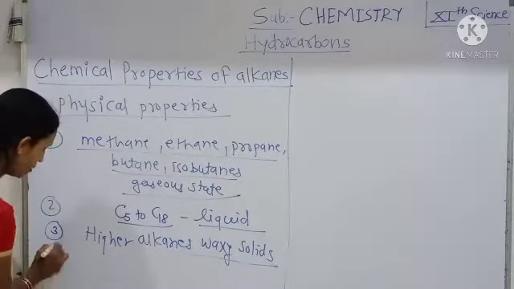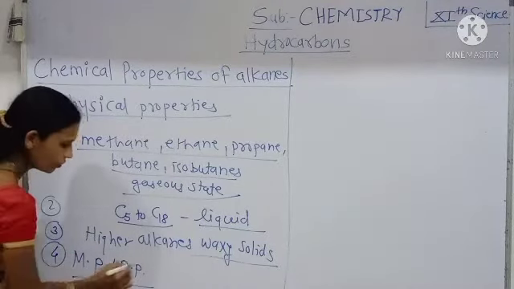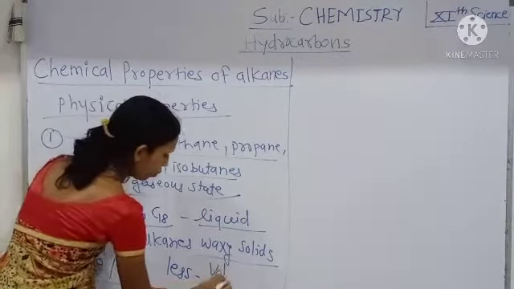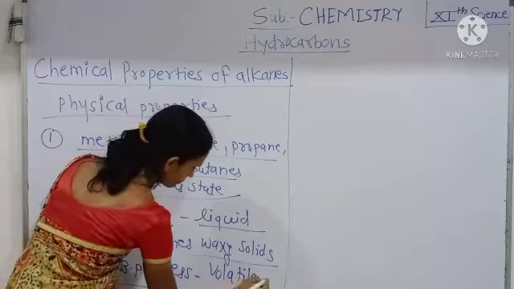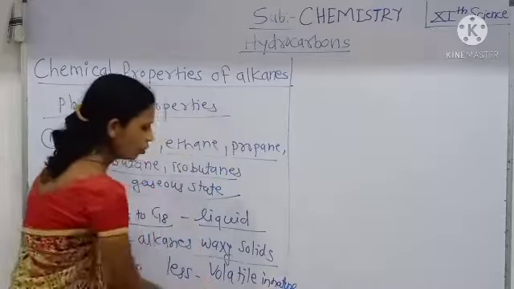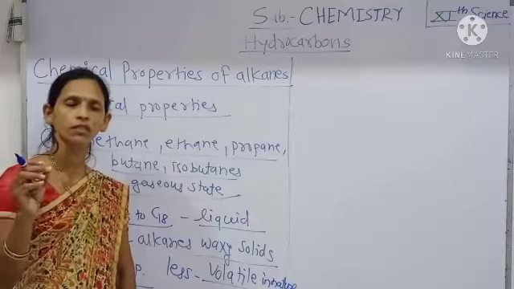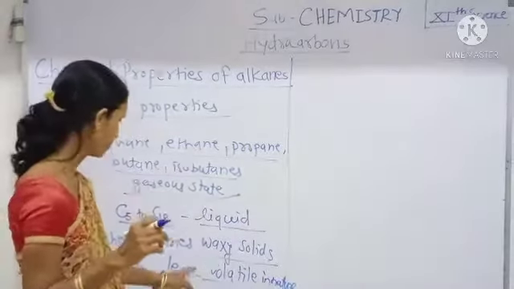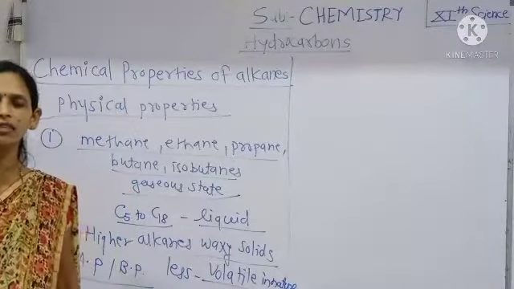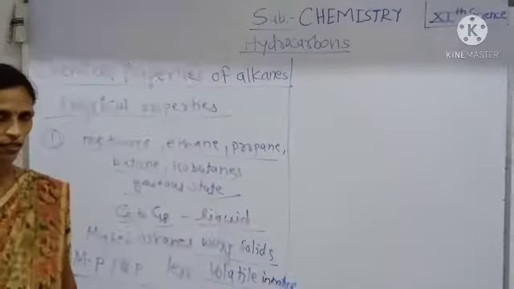Similarly, the melting point and boiling point of alkanes are low. That means these are volatile in nature. Volatility means they have a boiling point which is less than 100 degrees Celsius. But as molar mass increases, their boiling point and melting point increase.